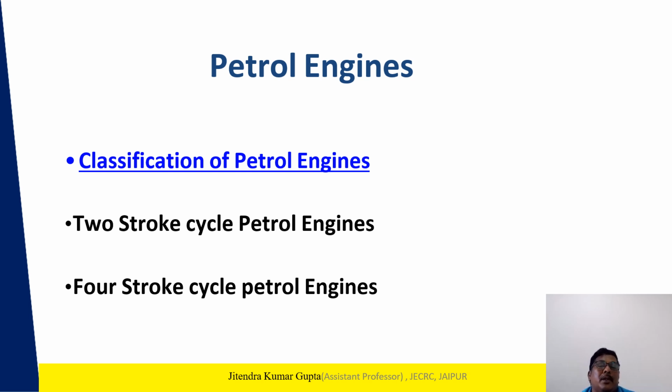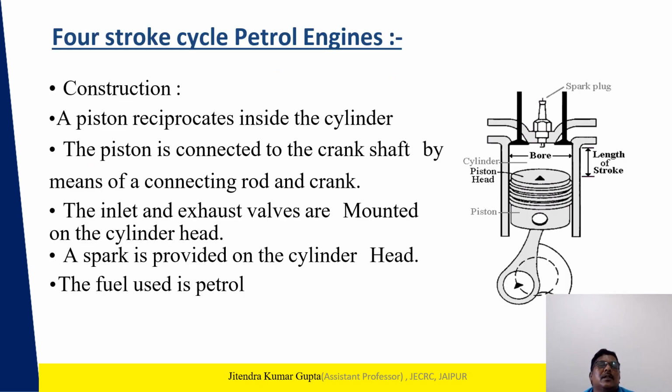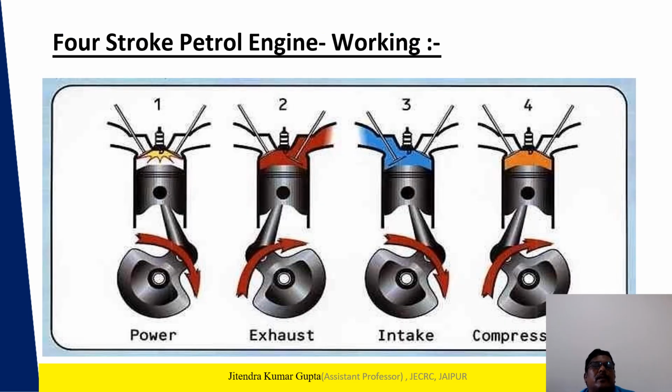Now we are going to discuss the petrol engine. Petrol engines are classified into the two-stroke petrol engine and the four-stroke petrol engine. This is the four-stroke petrol engine construction. It has four valves, in effect, the exhaust valve with exhaust port and the inlet valve with inlet port. That is called the four-stroke petrol engine. In the two-stroke engine, only the exhaust and inlet ports are available. The four-stroke petrol engine has the intake, compression, power, and exhaust strokes.